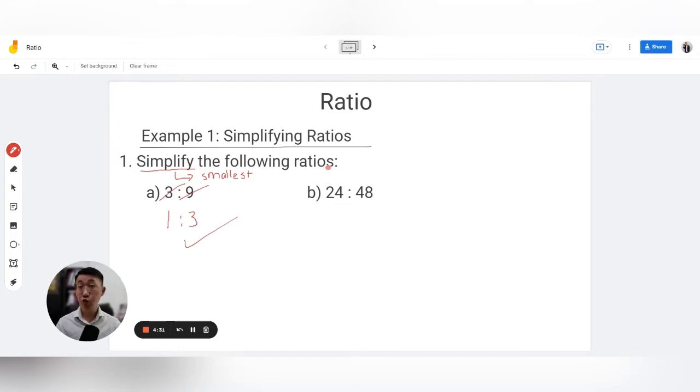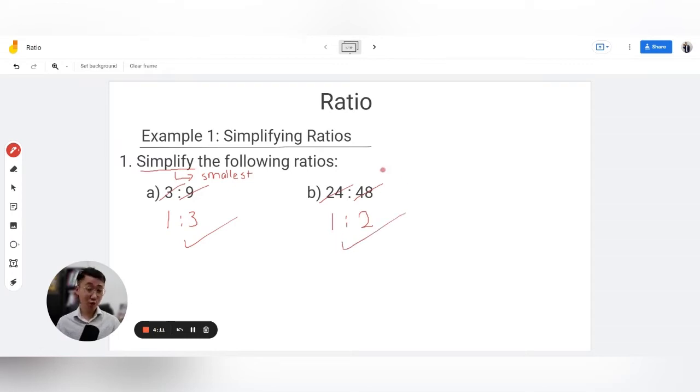Now for B, if you can see straight away, both of the numbers can be divided by 24. Let's do that. So 24 divided by 24 will get me 1. 48 divided by 24 will get me 2. So that will be the smallest possible ratio already. So that is simplified for you, 1 ratio to 2.